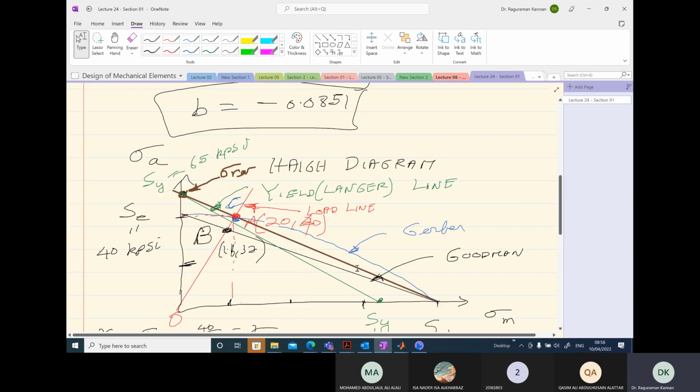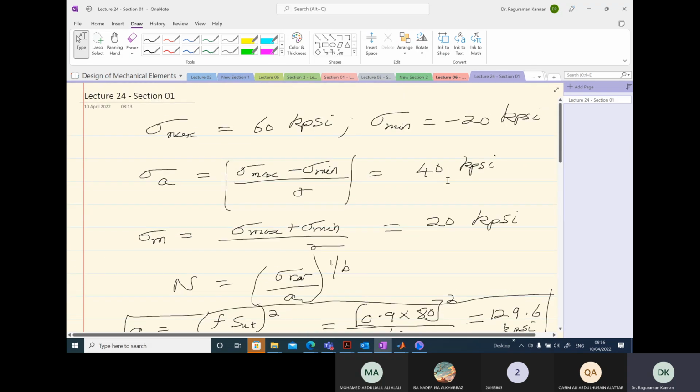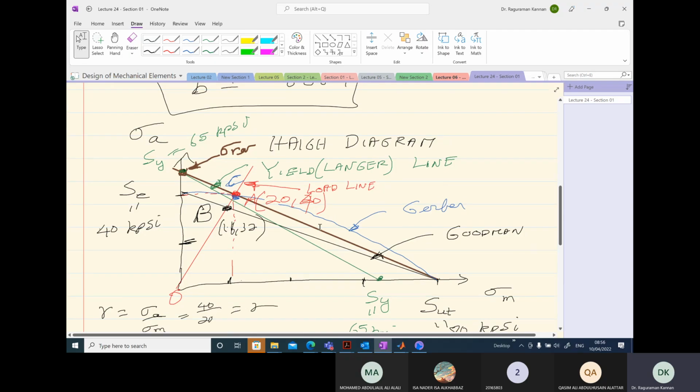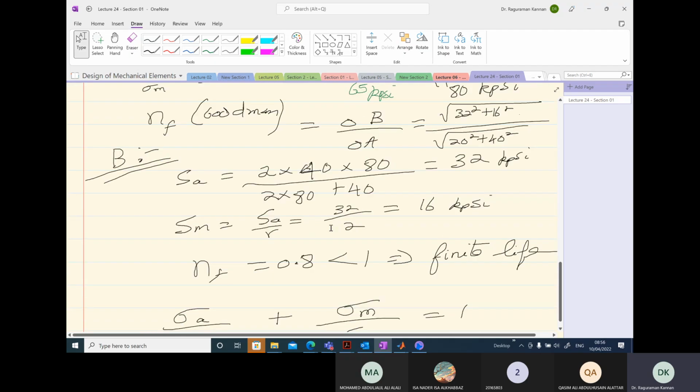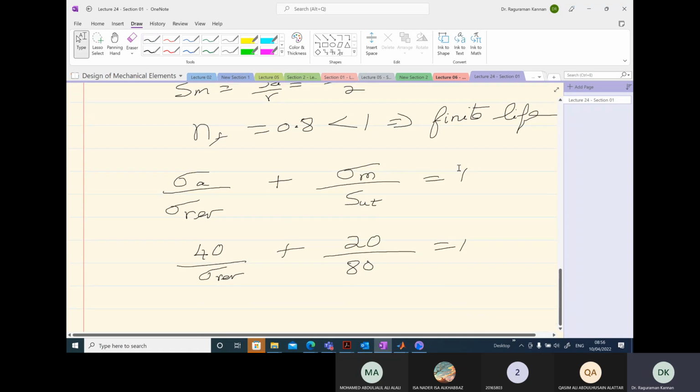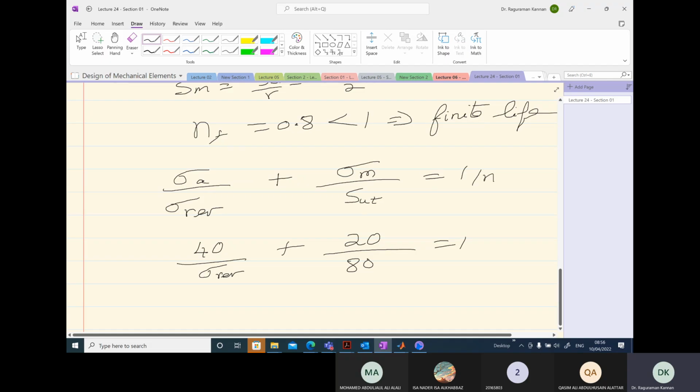Where did we get this 40 and 20? These are the calculations we have done for our case. Remember, this brown line passes through the red point whose coordinates are sigma m equal to 20, sigma a equal to 40. And we want to get the equation of that brown line, and that's what I'm doing here. 20 over Sut value is 80 is equal to 1. If you are asked to take a factor of safety, then we have to divide by n. But here we are taking n is equal to 1 and doing the calculation.